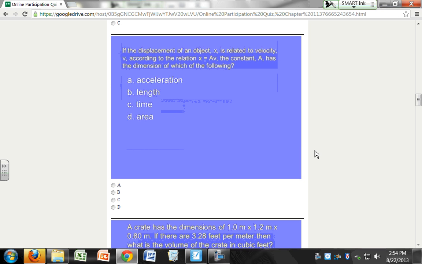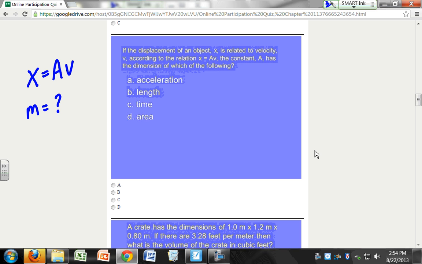If the displacement of an object x is related to velocity v according to this relationship, the constant a has the dimension of which of the following? All right, so this is a dimensional analysis. I have x equals a v. That's meters equals some units of a that I don't know, times meters per second. In order to make these two equivalent, a should have units of seconds, because that cancels out the seconds and makes meters on both sides. Those are the same as the units of time, so the appropriate answer for that one is C.